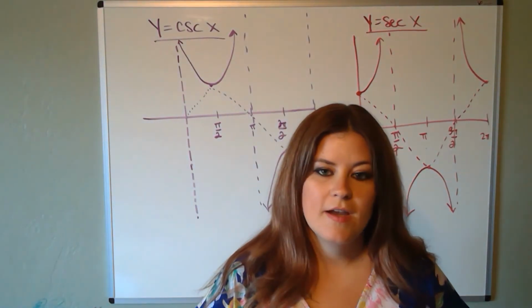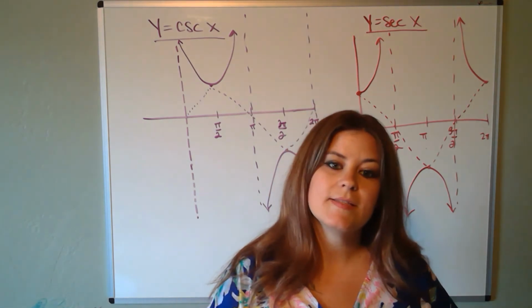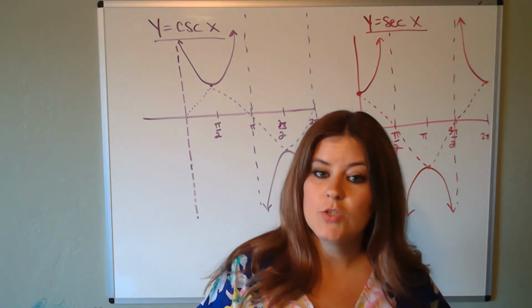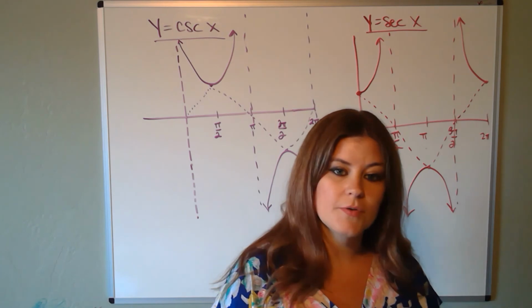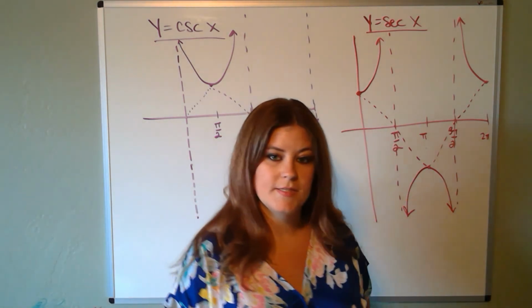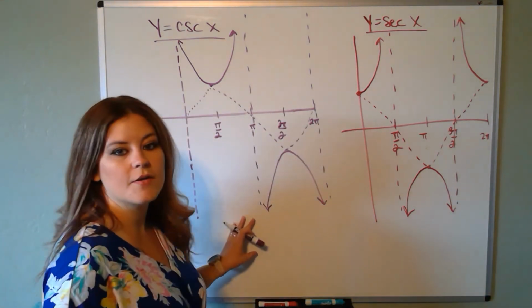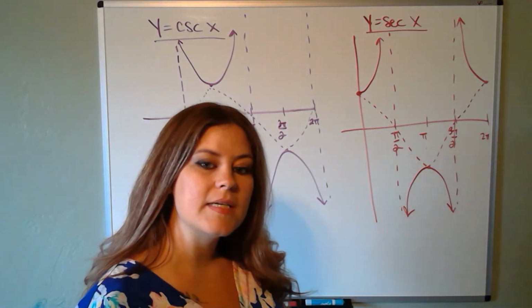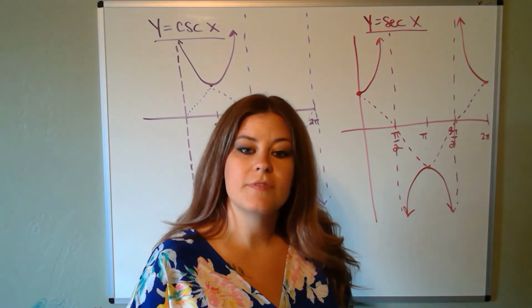So here I've got some graphs of cosecant and secant. Again, these are not things that you have to graph or recreate on your own, but you do need to know the domain and ranges of these, just like tangent and cotangent. So let's start with cosecant. You guys remember cosecant is the reciprocal function of sine.